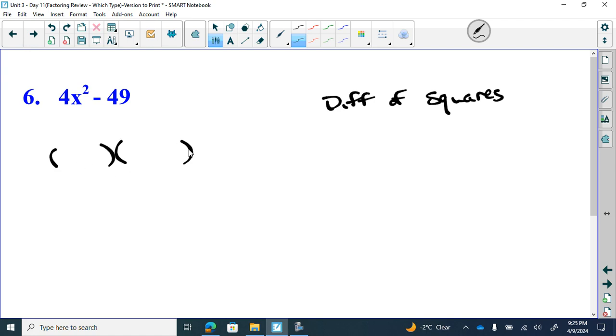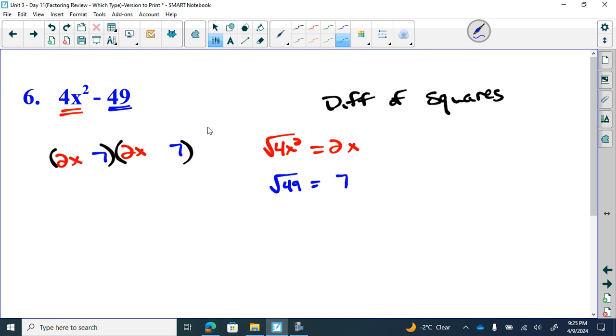So I set up my template, two brackets. I ask myself, what is the square root of 4x squared? Square root of 4 is 2. The square root of x squared is x. I drop a 2x at the front of each bracket. Do the same for the 49. What is the square root of 49? 7. Okay? I put a 7 at the back of each bracket. And I just have to remember to put alternate signs, a positive in one and a negative in the other. And that, my friends, is it.